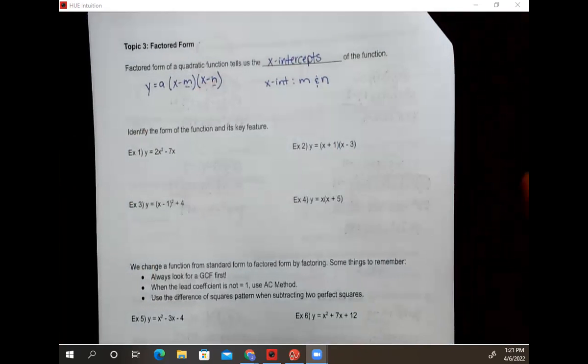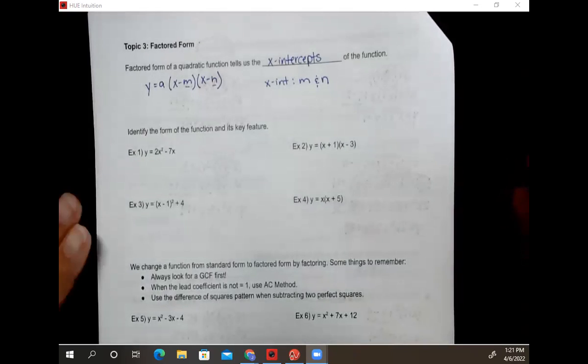Now, the first thing I want to do today is the same thing we started with yesterday. Yesterday we started with some examples where I asked you what form is this in and what do I know about the graph. So we're going to do the same thing here, but this time all three forms are fair game. Remember last time we had standard and vertex form. Now we're adding in factored form. So we've got three options here. You're going to identify that function form for me and then tell me what we know about the graph.